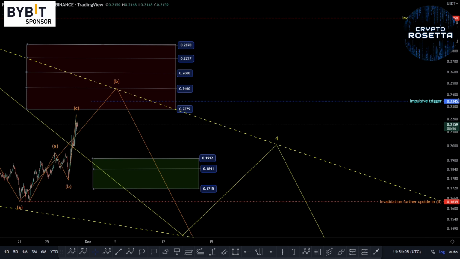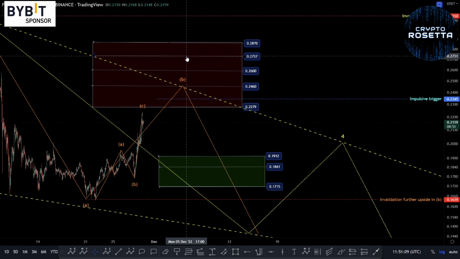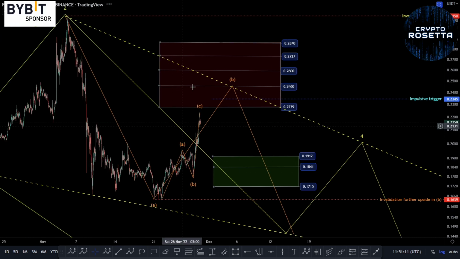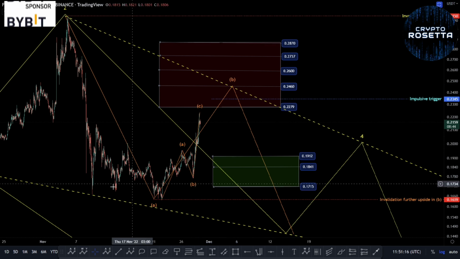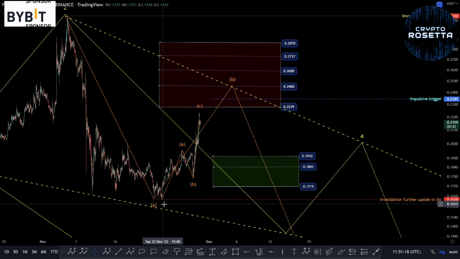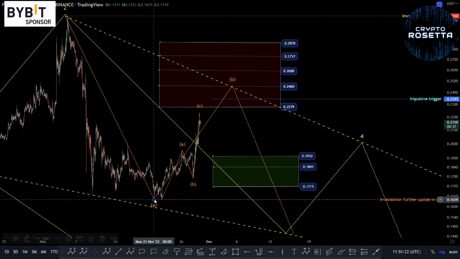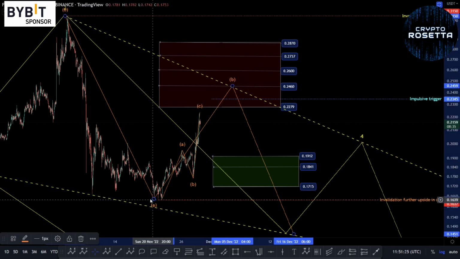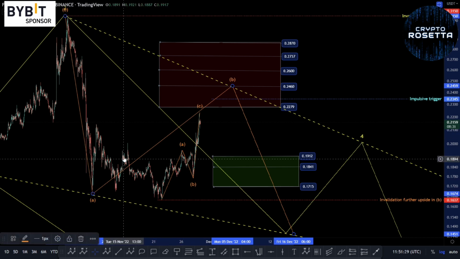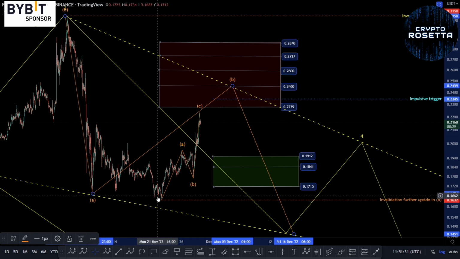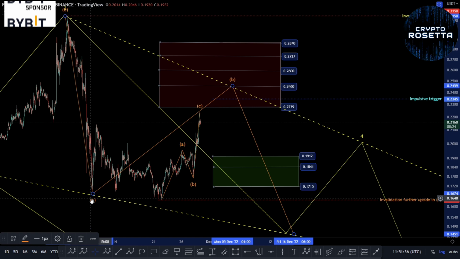A move above this 0.2345 area would cause this move to become an impulsive move to the upside, and then we'd be looking for a bigger move up in a 5-wave move here, and then potentially a zigzag. Or yeah, I think that's the most likely thing, is if we do hit this, it'll be a zigzag. There is a slight potential that our A wave actually finishes here, and this isn't included into it. If that's the case, then this could be a flat correction if this develops into a 5-wave move.